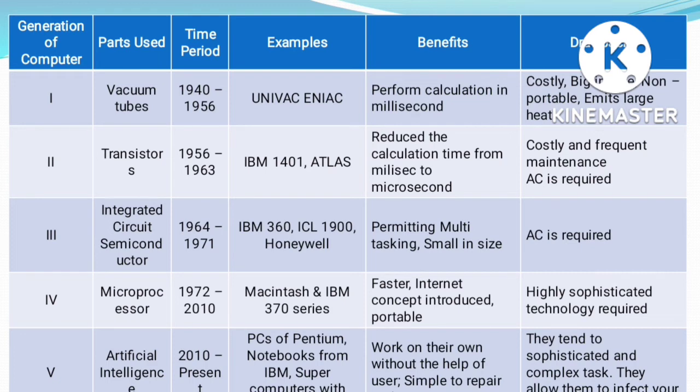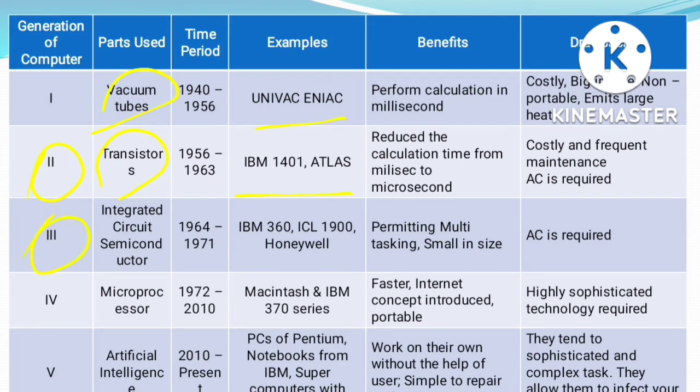First generation computer. What is the part used? Vacuum tube. And what are the examples of this generation computer? Univac and ENIAC. Then second generation computer. What is the part used? Transistors. And the IBM 1401 and Atlas. These are the examples of second generation computer.